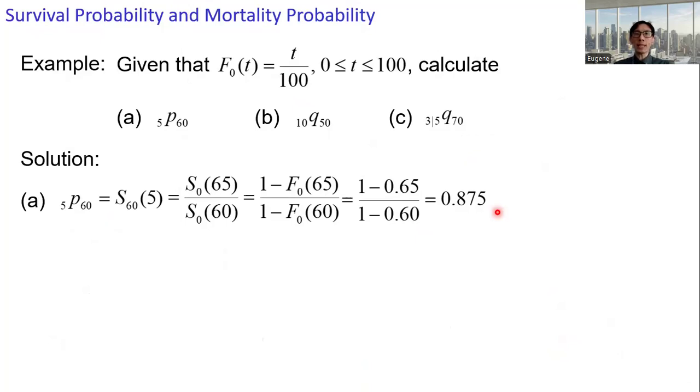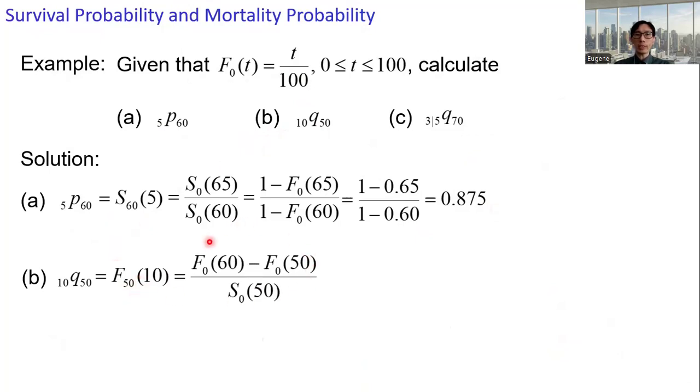And then part B, 10q50. A person at age 50 dies within 10 years, before reaching age 60. We have the notation F50 of 10. This is expressed as F0 of 60 minus F0 of 50, over S0 of 50. Upon calculation, we get the result 0.2.